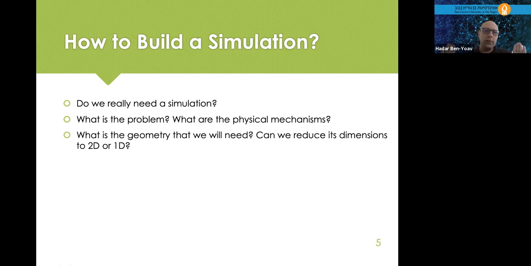Now, not always when we build a simulation are we going directly for the 3D nice models. There are nice pictures, but we don't always need them. Actually, it's even better if we can reduce the dimensions of the model. So what is the geometry that we will need? Is it a direct line, a direct channel? Or maybe it's only the surface of an electrode? Or can we reduce its dimensions to 2D or 1D?